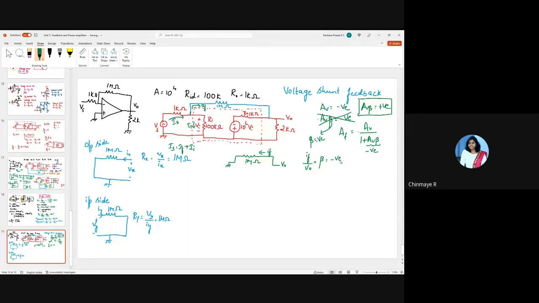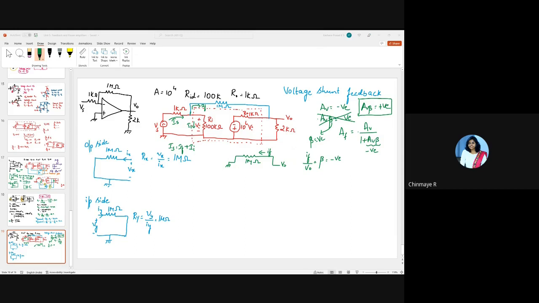Is this clear to all of you? AV and beta, one cannot be positive and the other negative. Then the product of AV into beta will be negative. If one of them is positive and one is negative, then the product is always negative, right? Which means in the denominator you'll have 1 minus AV beta instead of 1 plus AV beta. You'll have a negative sign here.